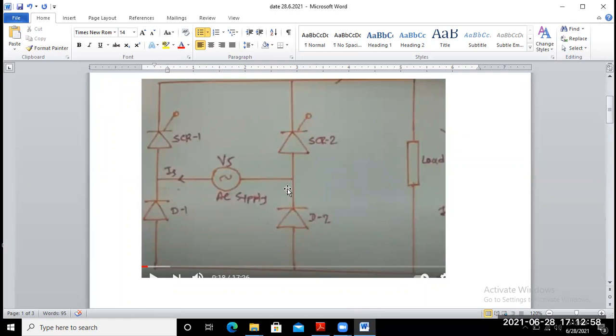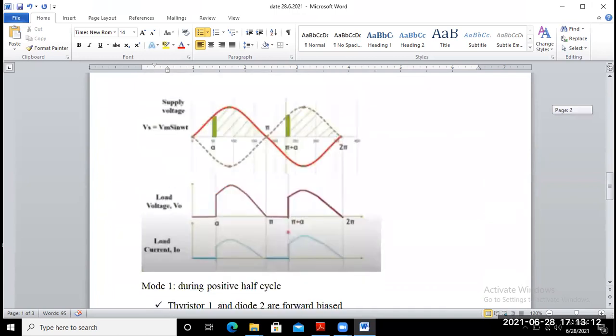Okay, so A is positive with respect to B in the positive half cycle, that means 0 to pi. And in the next negative half cycle, that means pi to 2 pi, this one becomes positive and this one is negative, that means the reverse. So you may observe this from this waveform. Okay, so VAB from 0 to pi is positive, and VBA, that means this dotted line, becomes positive during the negative half of VAB, that means the reverse of VAB. Okay, so this is represented as the VBA voltage waveform. Here we can show one more thing, the gate pulses of SCR1 and SCR2.